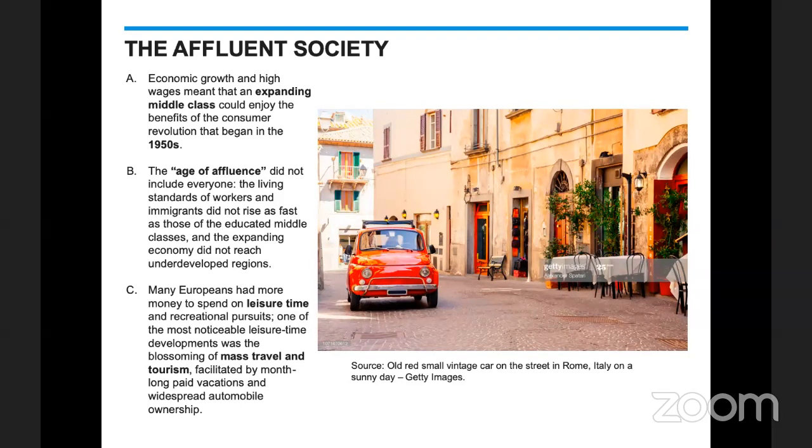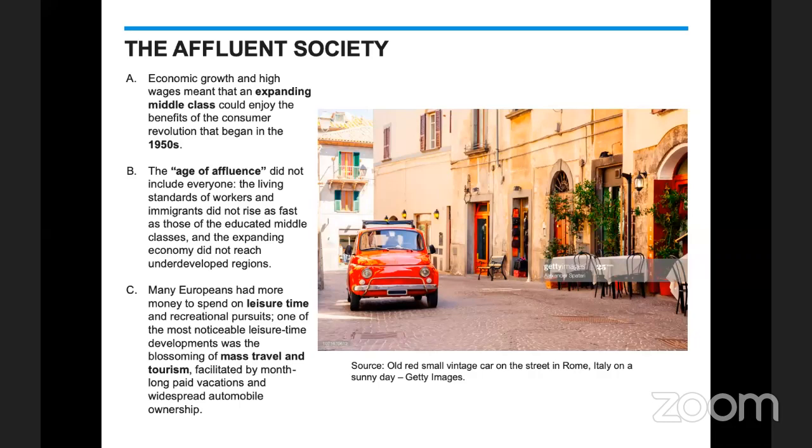Economic growth and high wages meant that we have an expanding middle class that could enjoy the benefits of the consumer revolution that begins in the 1950s. I want to pause here because we're going to talk about globalization tomorrow, and we'll get a little bit of it today, but here's what you need to look at, thinking about change over time. Here's what we're seeing in the 1950s and 60s, an affluent society and exploding consumerism. And then how does that change with this same social group once we get to globalization? So kind of hold that in your mind as we're working through this.